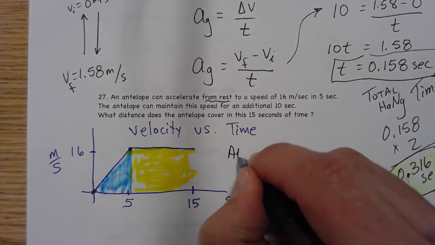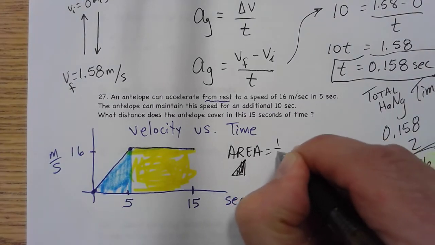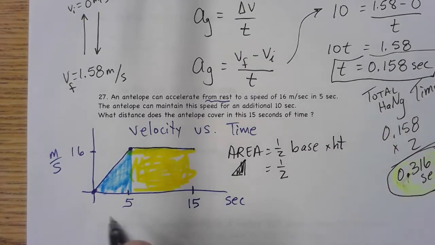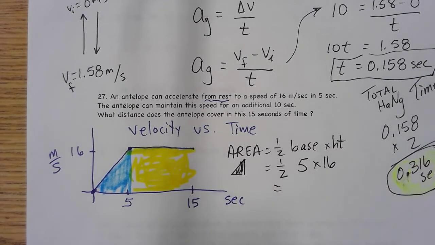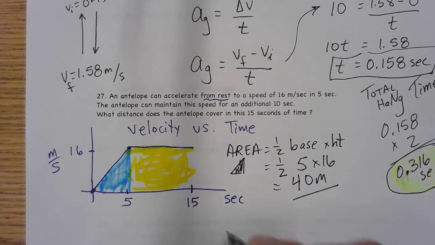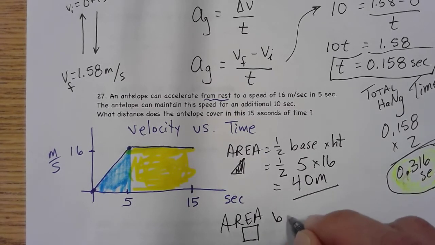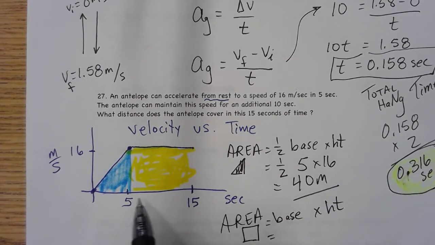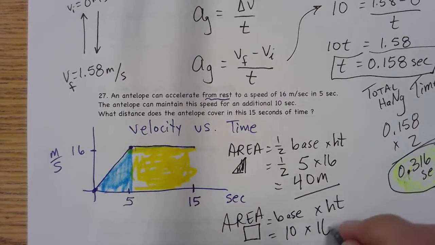Alrighty, so the area for that triangle piece, half base times height. Now the base, I go across 5, up 16. That's going to be 40. Then don't forget there's 2 chunks, 2 pieces to the journey. So there's a rectangle. Base times height on that. 10 times 16.